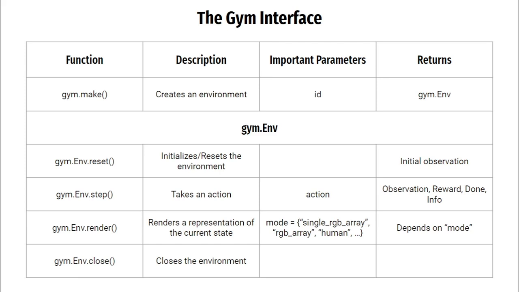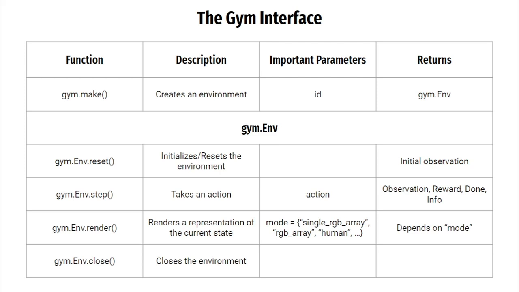The main class is the env class, which stands for environment. This class has different methods which we need to know. The first one is reset. After creating the environment with gym.make, we need to call the reset method on the environment object. This method initializes the environment and returns the initial observation of the environment. Next, the step method. This method takes in an action and applies the action in the environment. It returns four things: the next observation, reward, a boolean parameter done, which marks whether the episode has finished or not, and some other information.